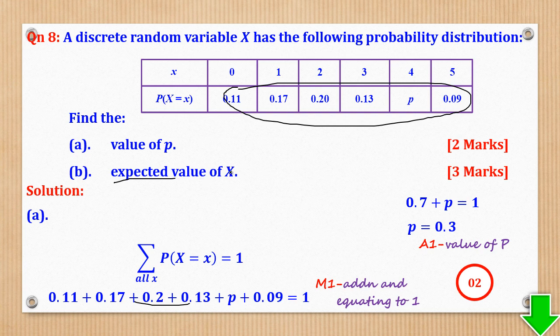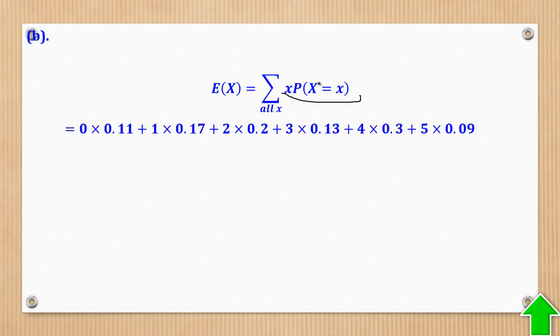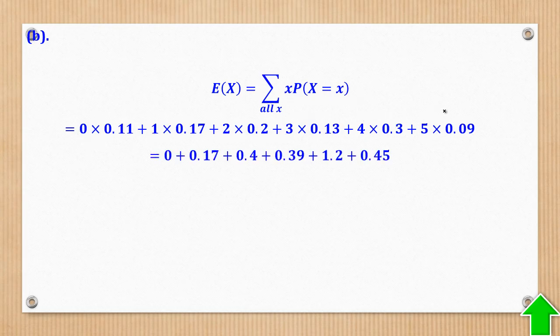Then for part B, they wanted the expectation. Expectation is the summation of x times the probability of x. So you keep multiplying x with this probability, x with this probability, x with this probability, and so on. Then use a calculator to come up with the required expectation, and that's what they wanted.